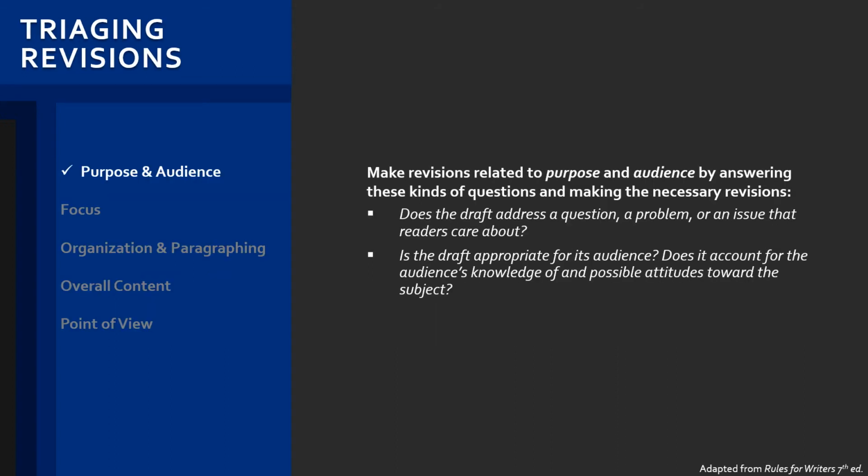When triaging global revision, first, make revisions related to purpose and audience. Begin by answering these kinds of questions and making the necessary revisions. Does the draft address a question, a problem, or an issue that readers care about? Is the draft appropriate for its audience? Does it account for the audience's knowledge of and possible attitudes toward the subject?